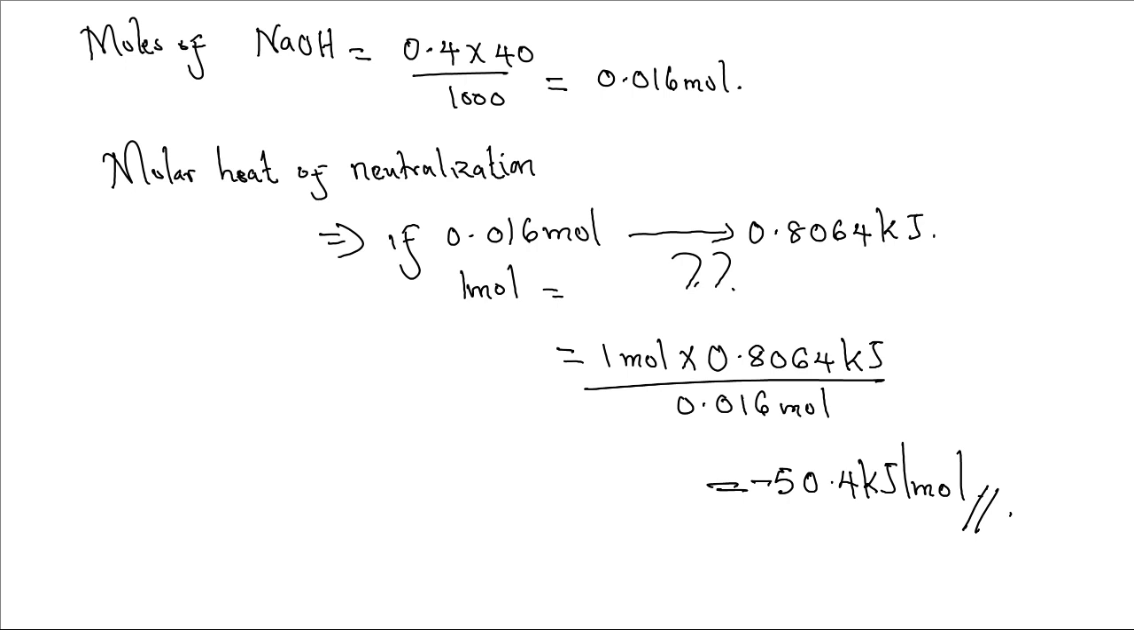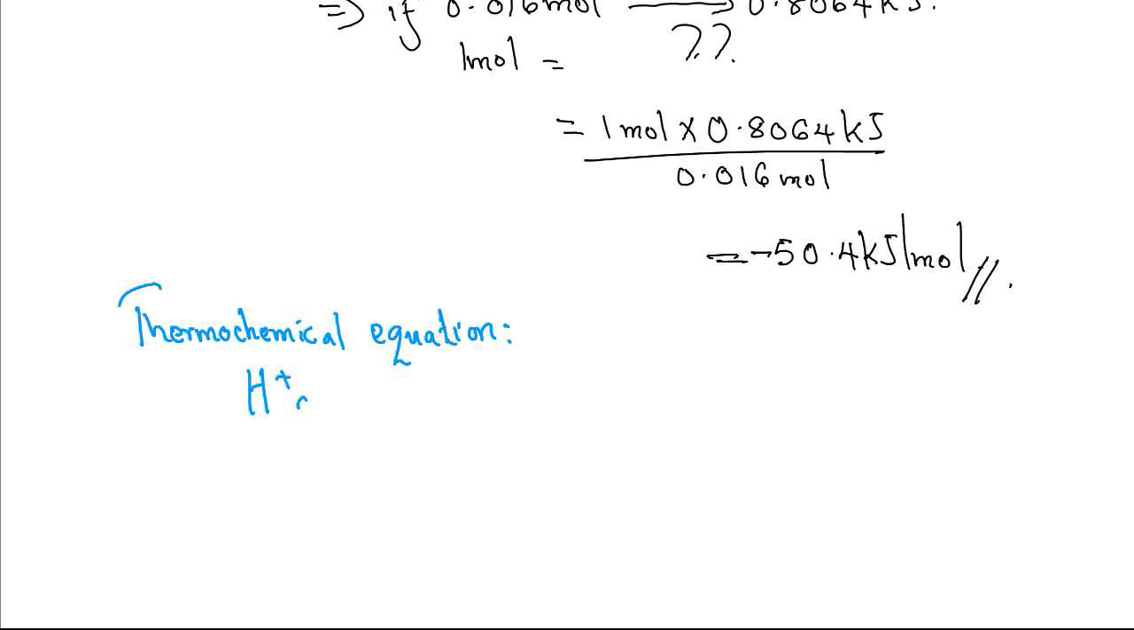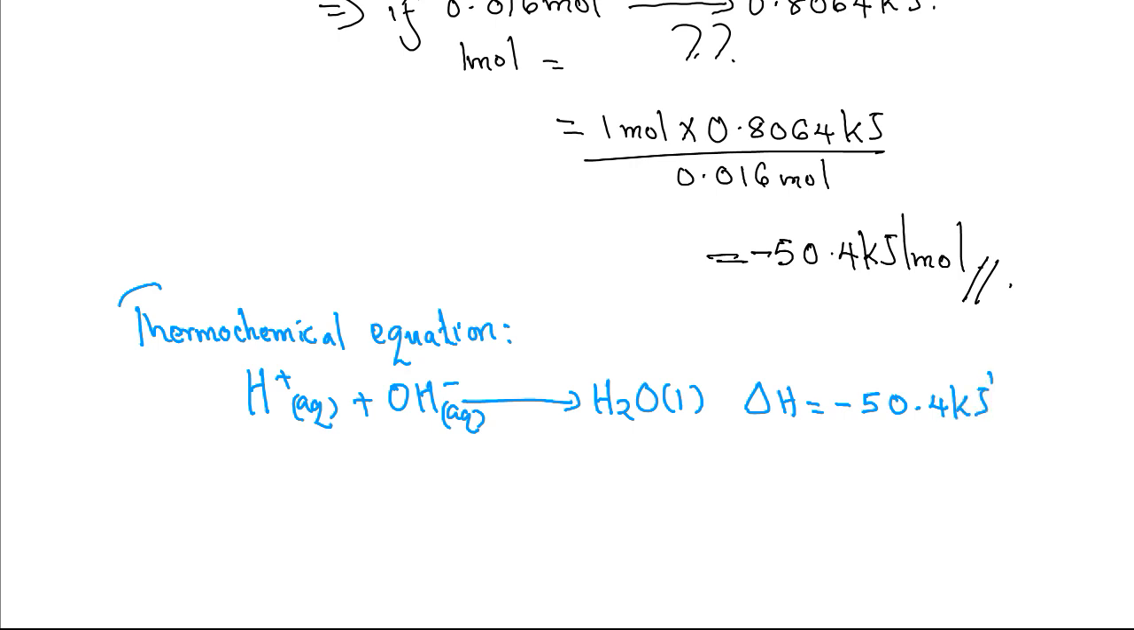Thermochemical equation. We have hydrogen ion plus hydroxyl ion to form water, and delta H is equal to negative 50.4 kilojoule per mole. So that is the thermochemical equation. Finally, under the same, we can write or simply illustrate this information in the energy level diagram.